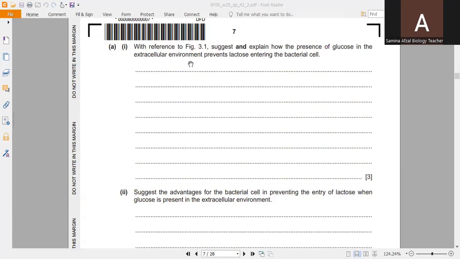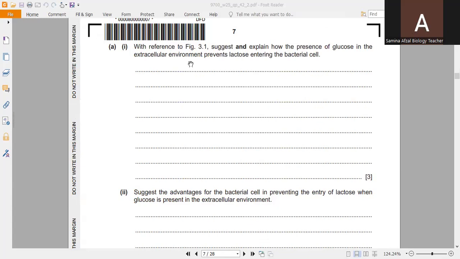So the diagram shows that the dephosphorylated form of enzyme B interacts directly with the lactose permease, the transport protein for lactose. This interaction causes a conformational change in lactose permease or physically blocks it, so preventing lactose from moving from the extracellular environment into the cytoplasm. So I would like to write all this information which I have explained to you.